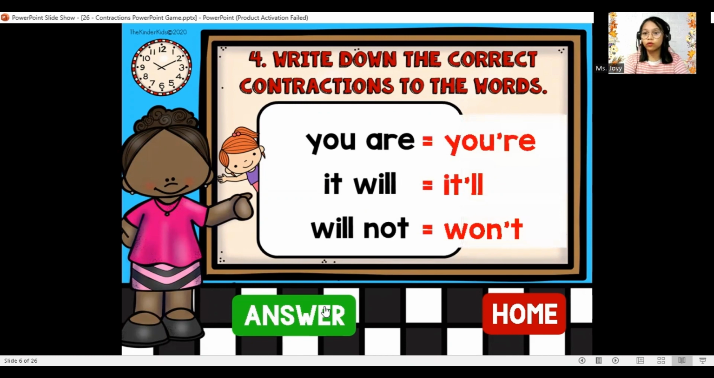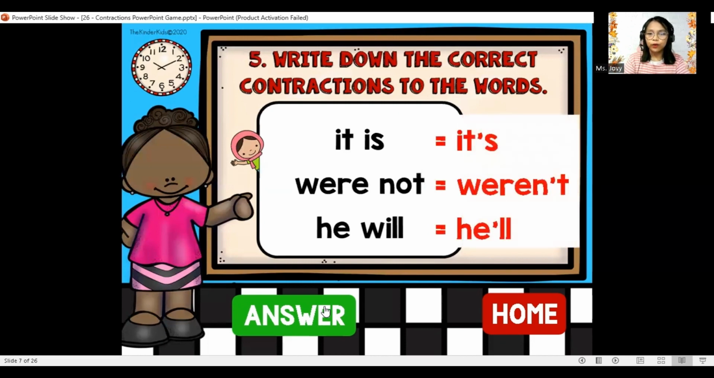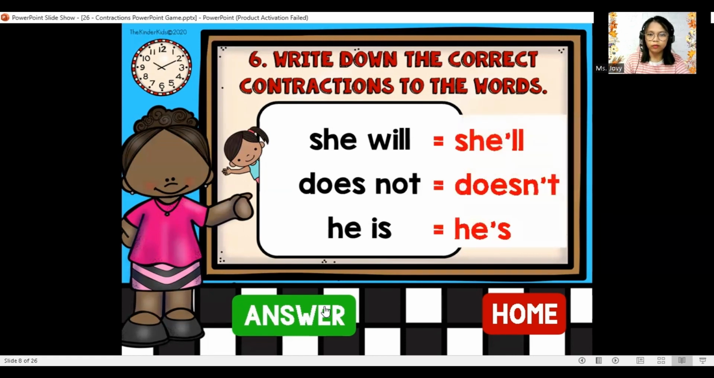Good job. "You are" for "you're," "it will" for "it'll," and "will not" for "won't." All right. "It is" for "it's," "were not" for "weren't," "he will" for "he'll." Good job. "She will" for "she'll," "does not" for "doesn't," "he is" for "he's."